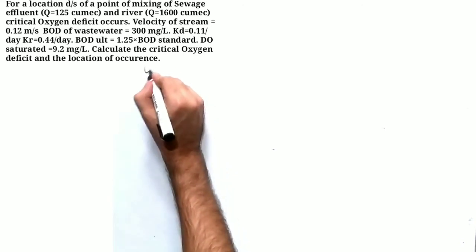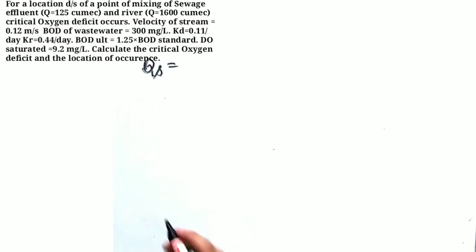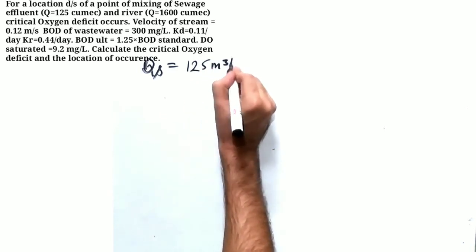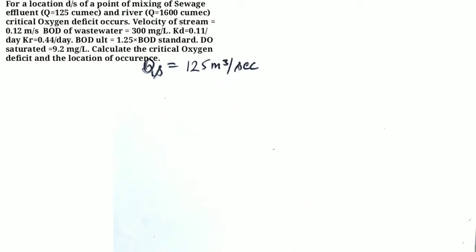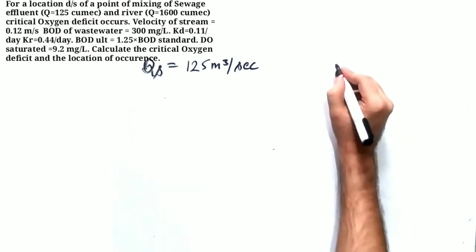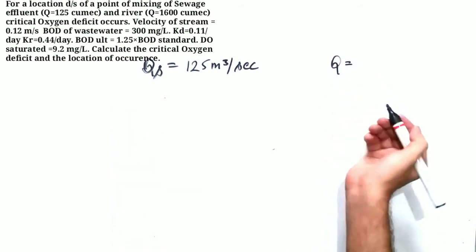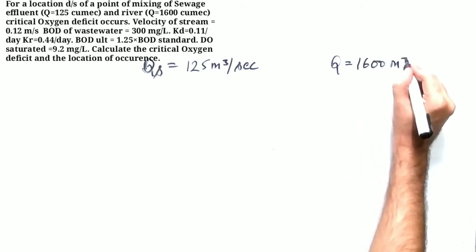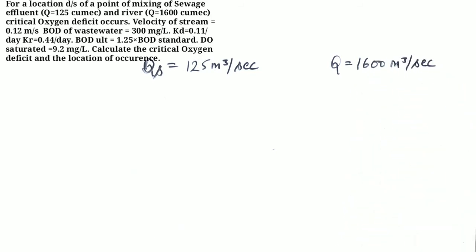For a location downstream of a point of mixing of sewage effluent, there is one sewage effluent which is mixed and there is one river water that is mixed. For sewage, the discharge is given as QS and it is 125 meter cube per second. This sewage stream is mixed with one river, and definitely the flow of river will be much greater than the sewage. So it is 1600 meter cube per second.